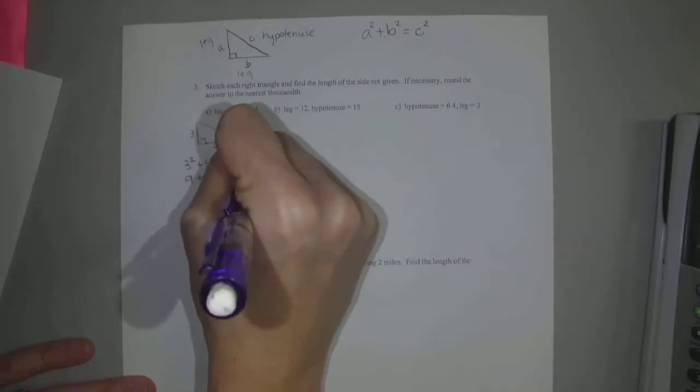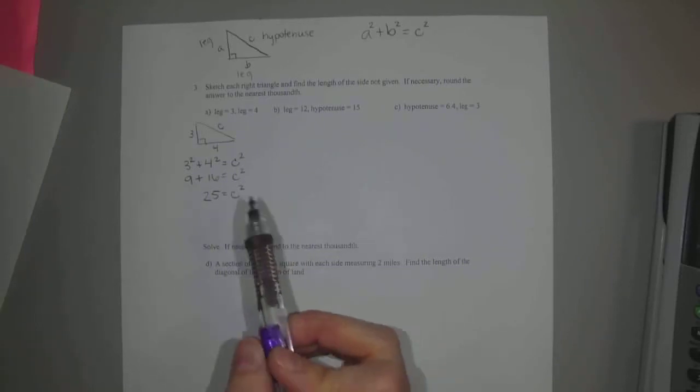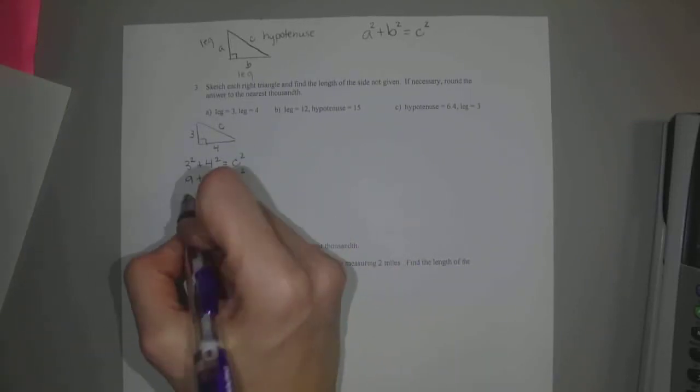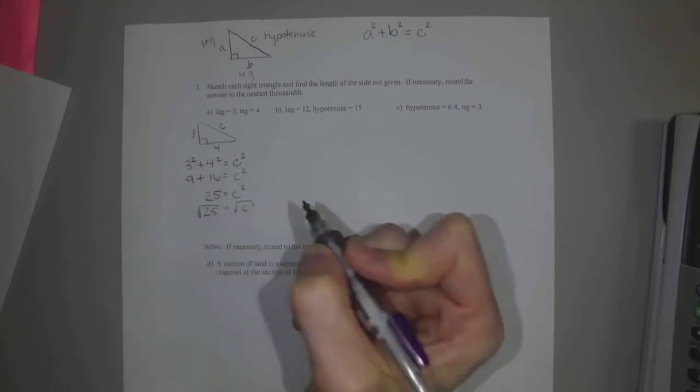So we have 25 equals c squared. Is that our answer? No, we don't want to find c squared. We want to find c. This is something we haven't done before, but I talked to you about it on the front page. Squaring and square rooting are inverse operations. So if we want to get c by itself, we have to do the opposite of squaring, which is square rooting. We have to take the square root of both sides. And that's something new.